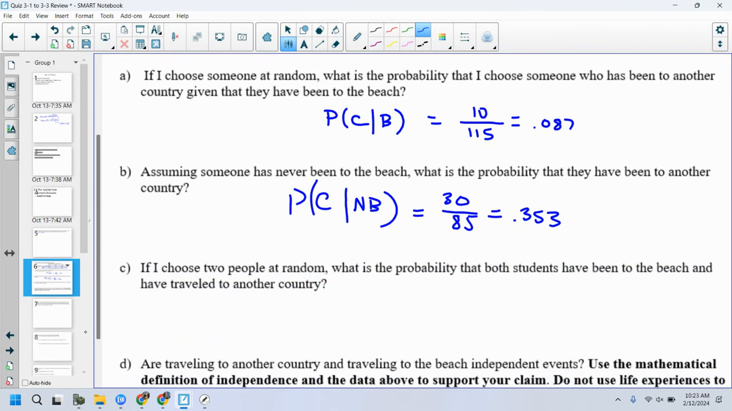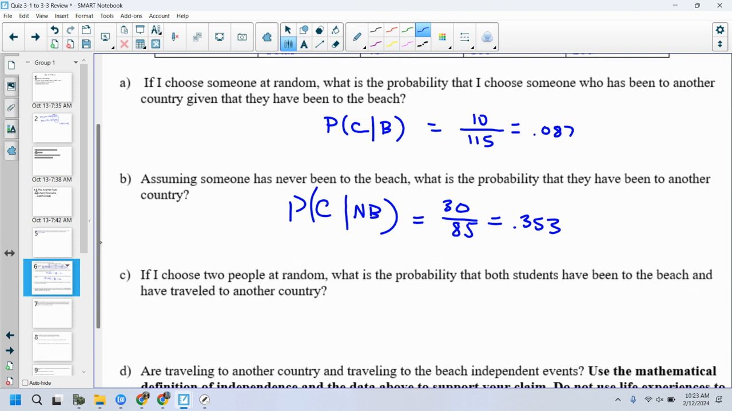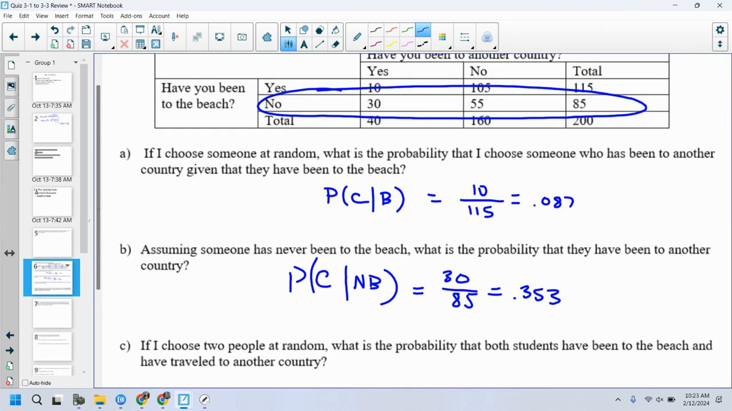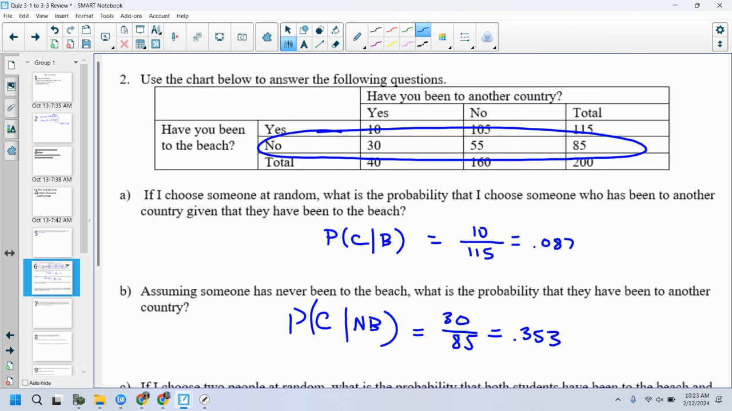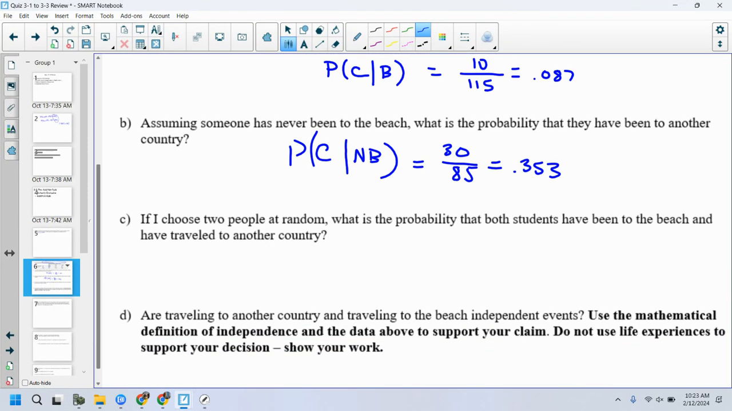Part C here. If I choose 2 people at random, what's the probability that both students have been to the beach and have traveled to another country? Well, what's the probability of one student going to the beach and traveling to another country? That would be yes, yes, right? What's my denominator? 200, right? It's 10 out of 200, because this is out of everybody I choose. The first person, 10 out of 200.